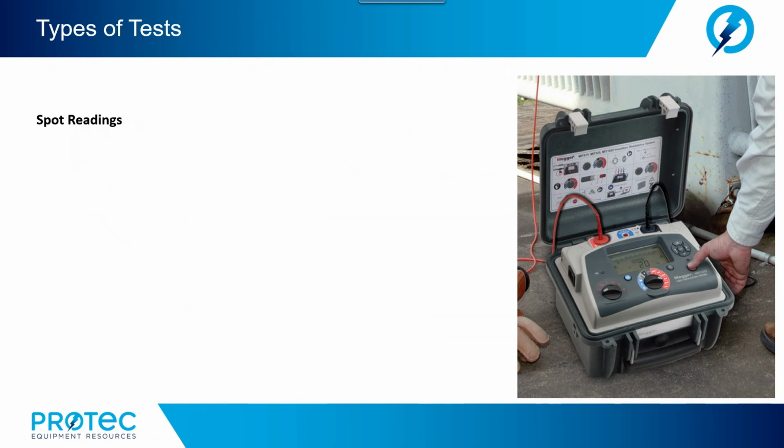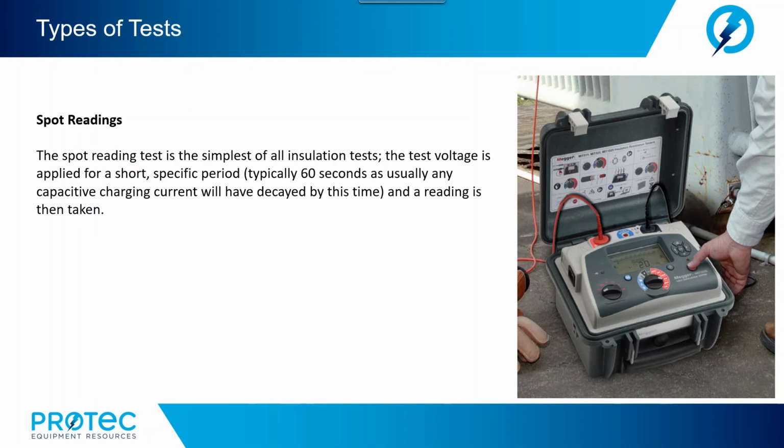All right, let's move on now and let's talk about different types of tests that we can perform. Probably the most common and most known is the spot reading. The spot reading test is the simplest of all the insulation tests. The test voltage is applied for a short, specific period, typically 60 seconds, as usually any capacitive charging current will have decayed by this time. And then the reading, when it is stabilized, is taken or documented.